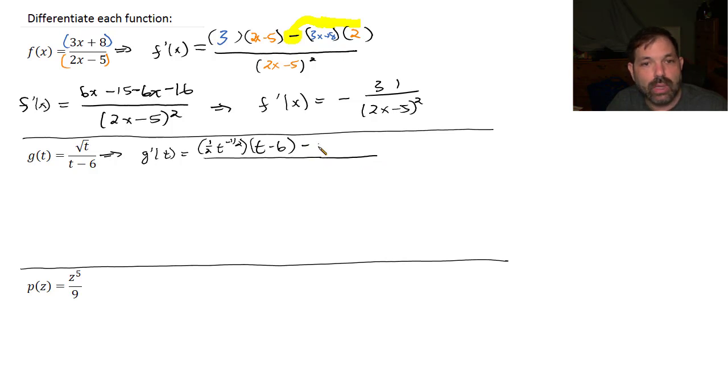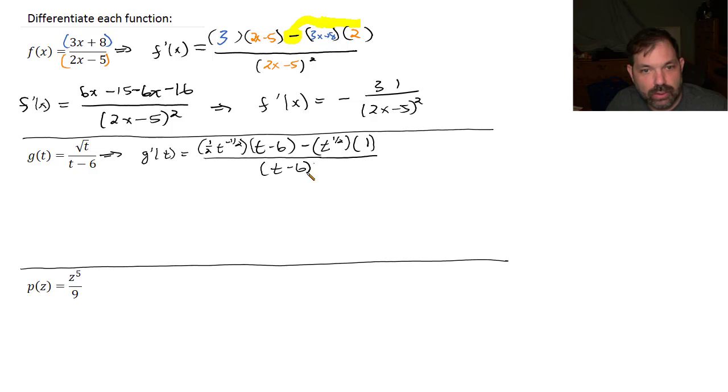minus. Leave the top alone. I'm going to write this as a t to the 1/2. Differentiating the bottom. Differentiating the t minus 6 is 1. And then we have the denominator square. T minus 6 square.